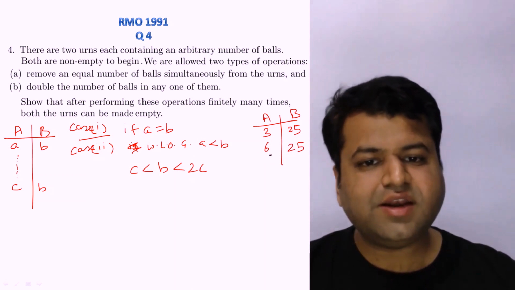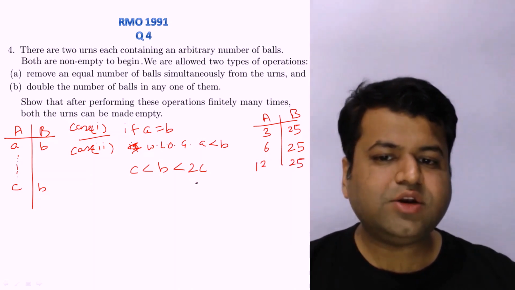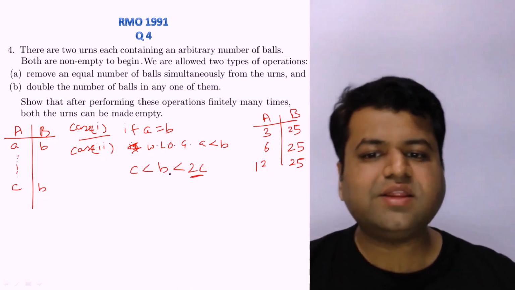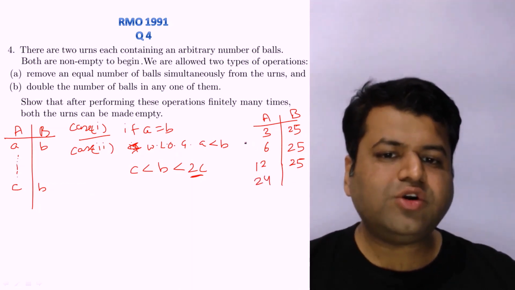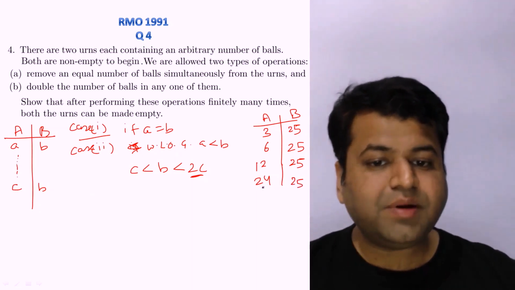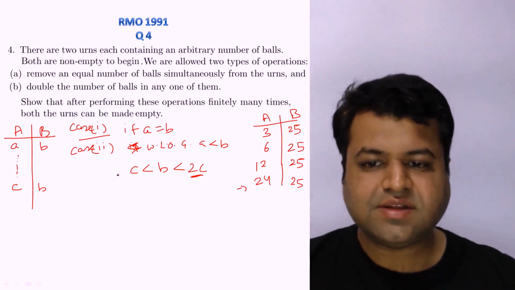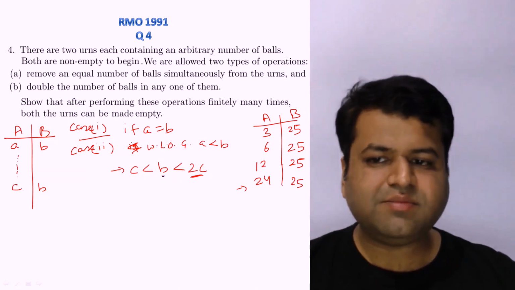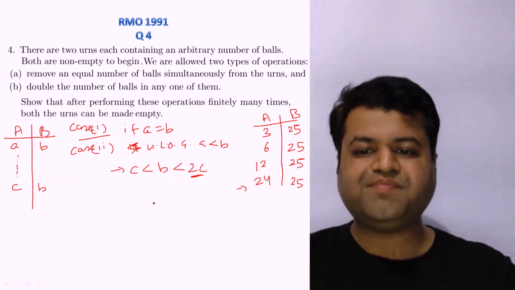All right. We'll again double 6. We will get how much? 12. 12 is less than 25, but 2C, which is 24, is still less than 25. We need 2C to be greater than B, right? So we will again double it. Actually, we want to double it till we reach closer to B. Now, if we double again, we will exceed B, right? So we'll stop here. Now our C is such that the number of balls in A is less than that in B, but twice the number of balls in A is greater than that in B, right?